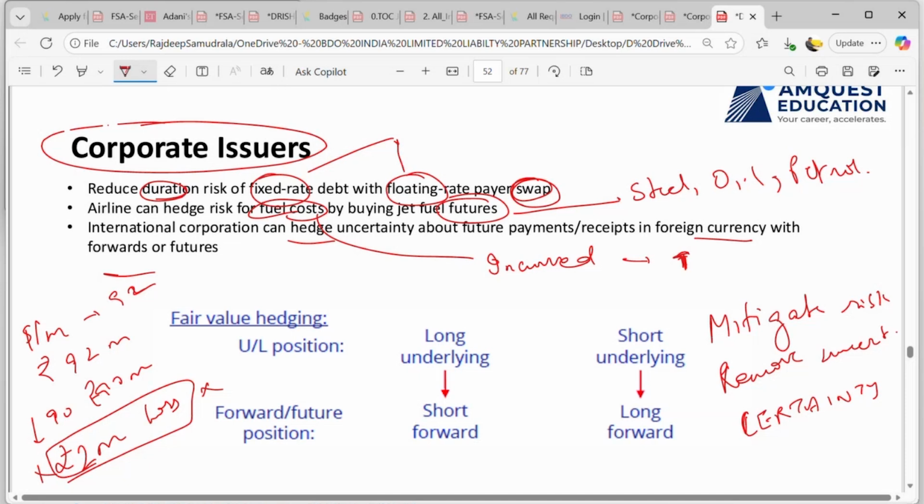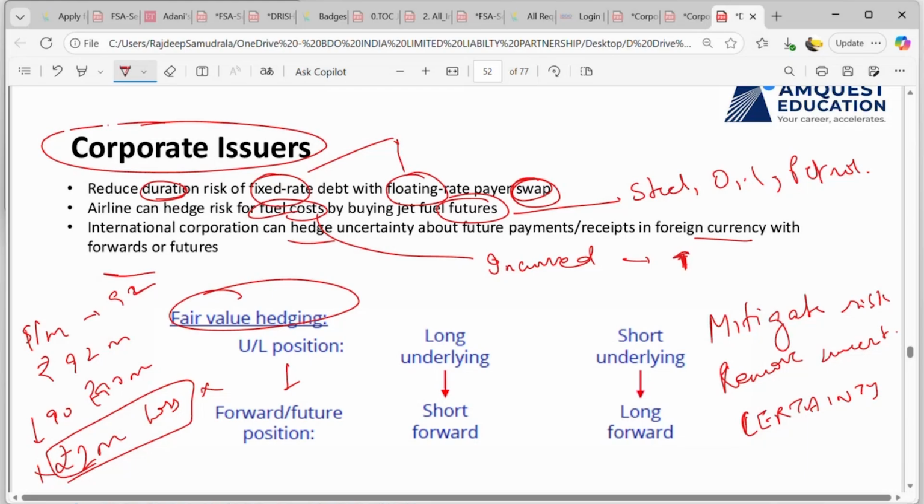Right? And then obviously you have fair value hedging. So you have unlevered positions, you have forward futures, you have long positions, long underlying. So let's say I have an investment in Reliance shares, it's an example. You have it with you, but you want to hedge yourself, you want to protect yourself. Ki bhai agar kal the share price falls down, what do I do?